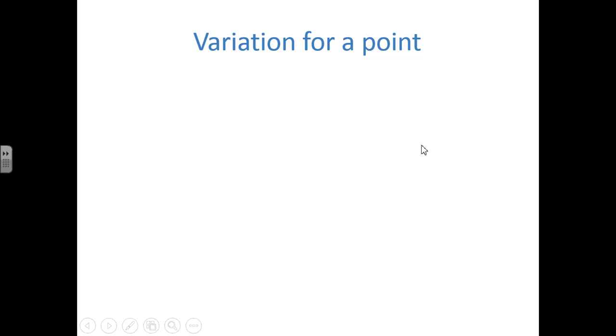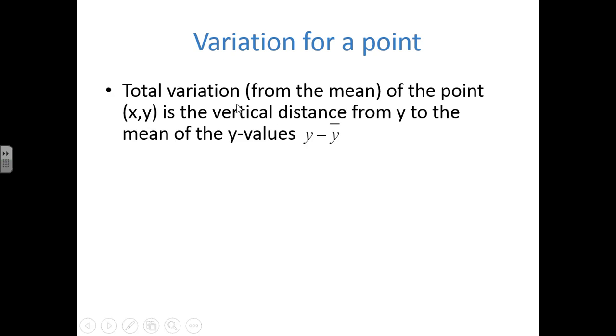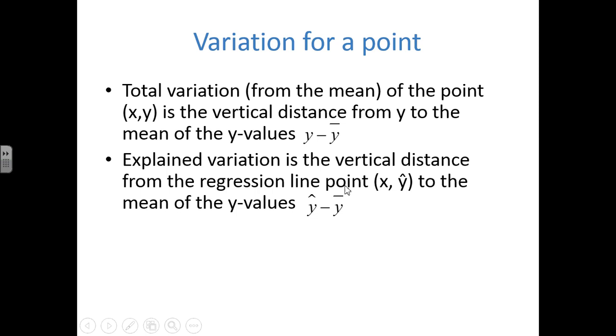Now, variation for a point. You can see some illustrations of this in your textbook, but the total variation is the distance from the mean, each y value from the mean of the y's. That's known as the total variation from the mean of the point x, y. It's the vertical distance from y to the mean of the y values. Explained variation is the predicted value of y, the y hat, minus the mean.